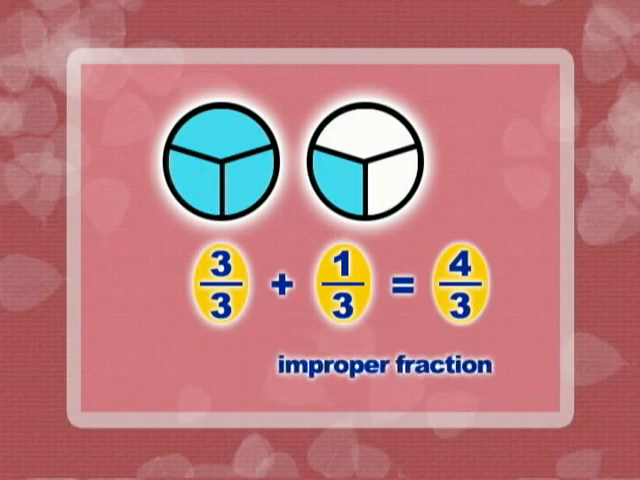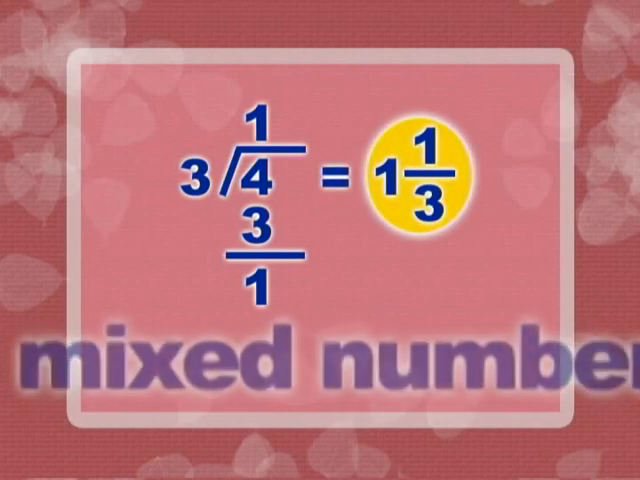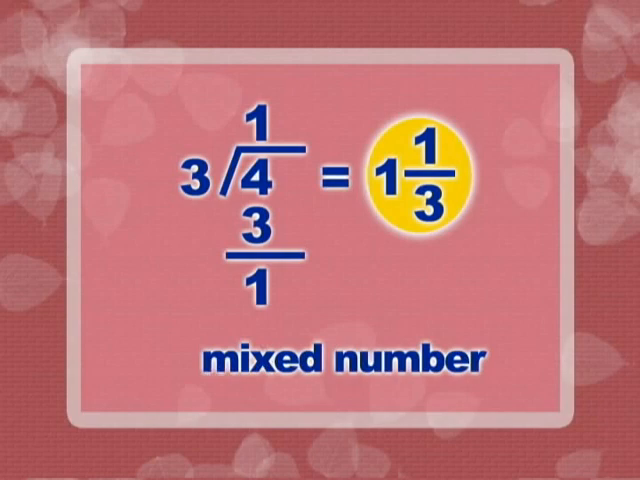You can transform this fraction into a mixed number by simply dividing the numerator by the denominator. In our example, 1 1/3 is called a mixed number because it has both a whole number and a fraction.